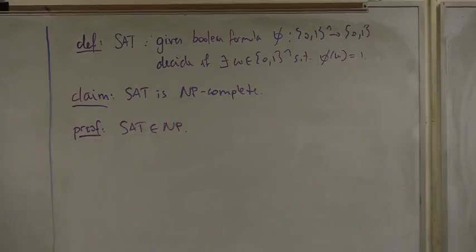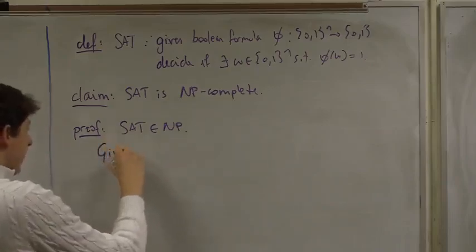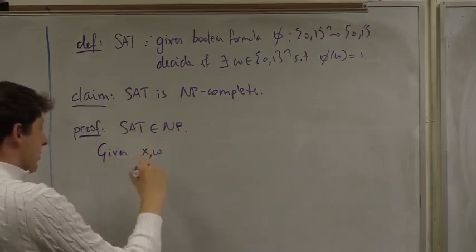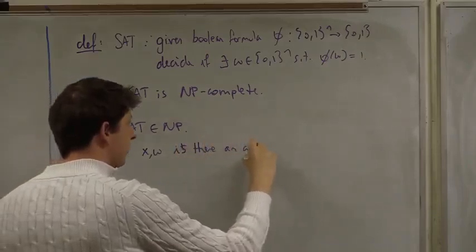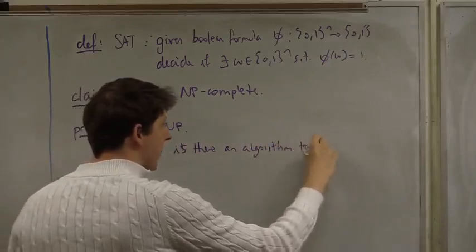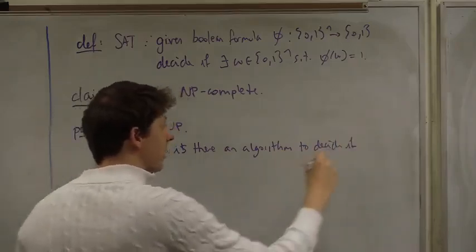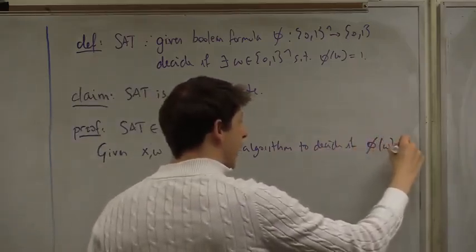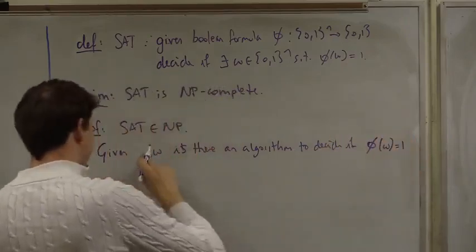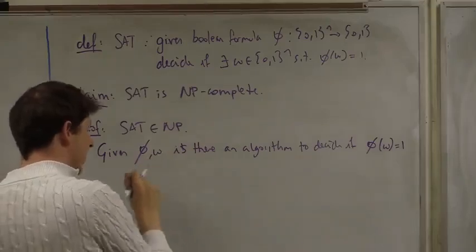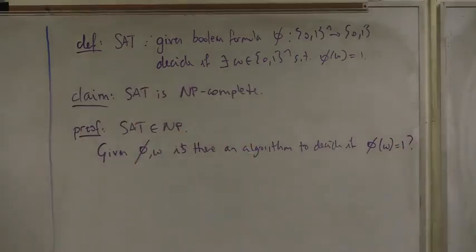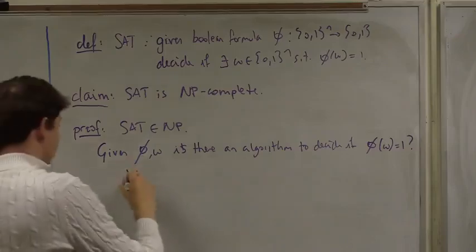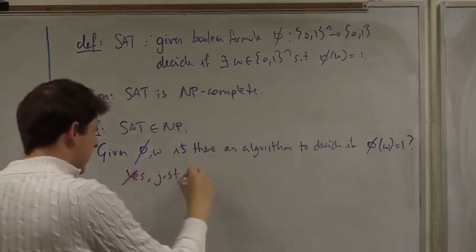Well, you need to prove that the corresponding relation is efficiently computable. So, namely, given X and W, is there an algorithm to decide if the formula evaluates to 1? So, given an instance phi and a witness W, is there an algorithm to decide if the formula on the input W equals 1? Well, yes. I mean, just evaluate the formula. It's even a linear time algorithm.